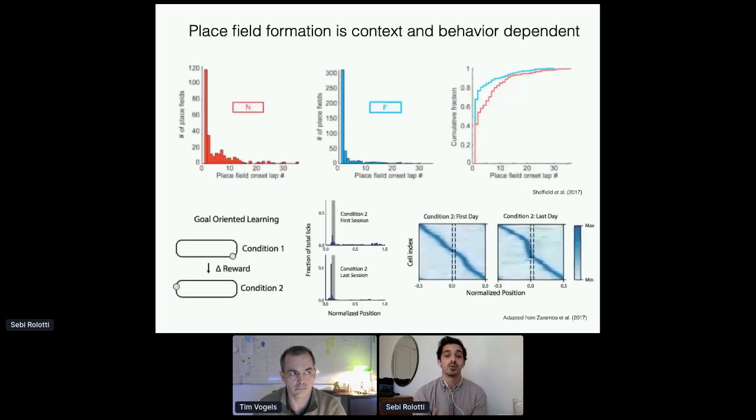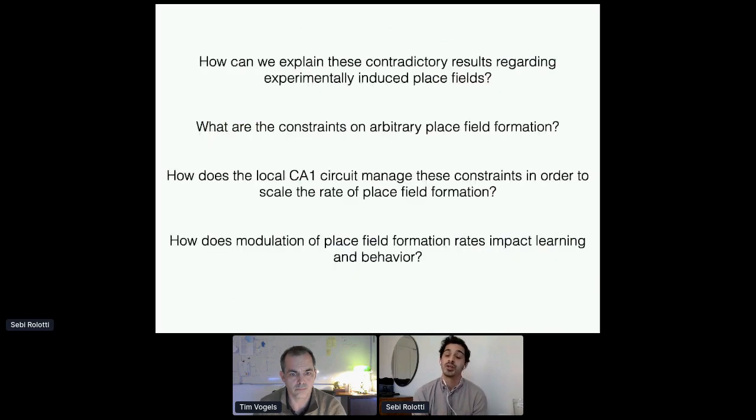So this leads us to a number of important questions. How can we explain these contradictory results regarding experimentally induced place fields? More generally, what are the constraints on arbitrary place field formation, and what is the mechanism by which the CA1 circuit is capable of scaling the rate of place field formation across the population?